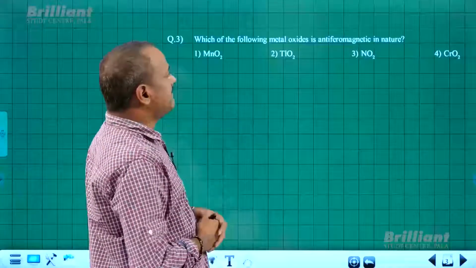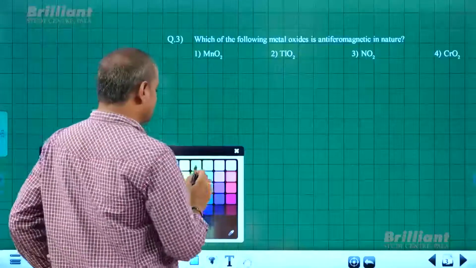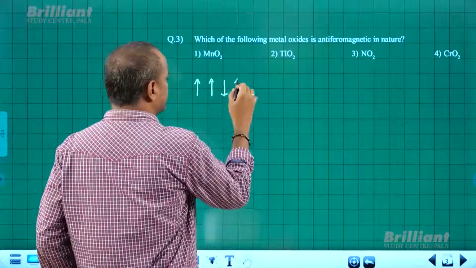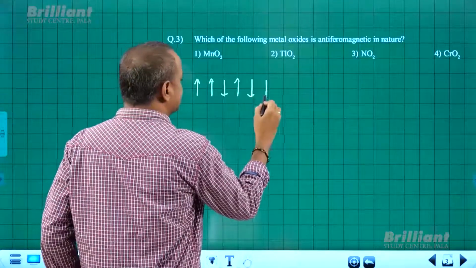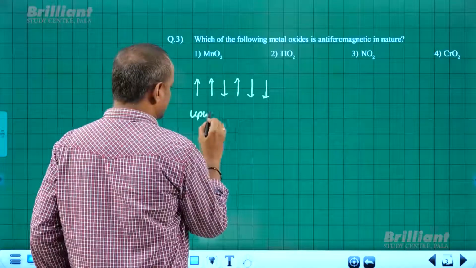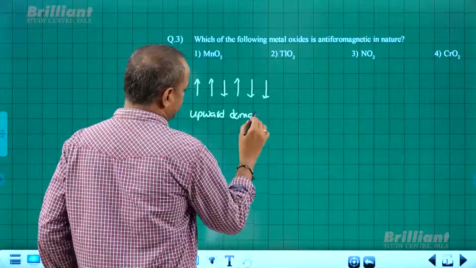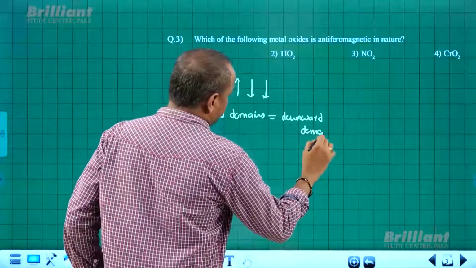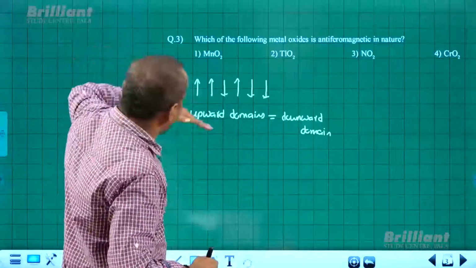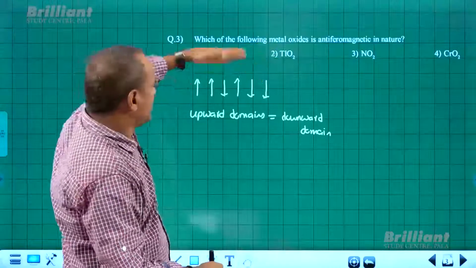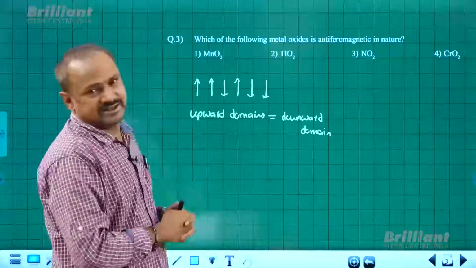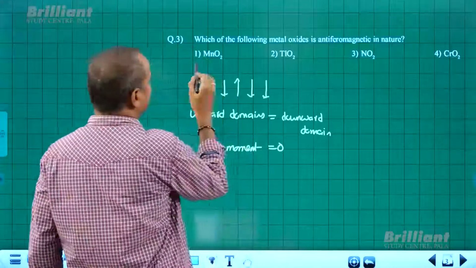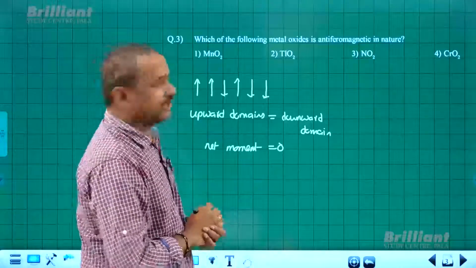Which of the following metal oxides is antiferromagnetic? Antiferromagnetic means the number of upward domains is equal to the number of downward domains. A group of unpaired electrons pointing upward, 1, 2, 3, is called an upward domain. A group pointing downward, 1, 2, 3, is a downward domain. That's why the net moment is cancelled. Therefore, it is called antiferromagnetic.